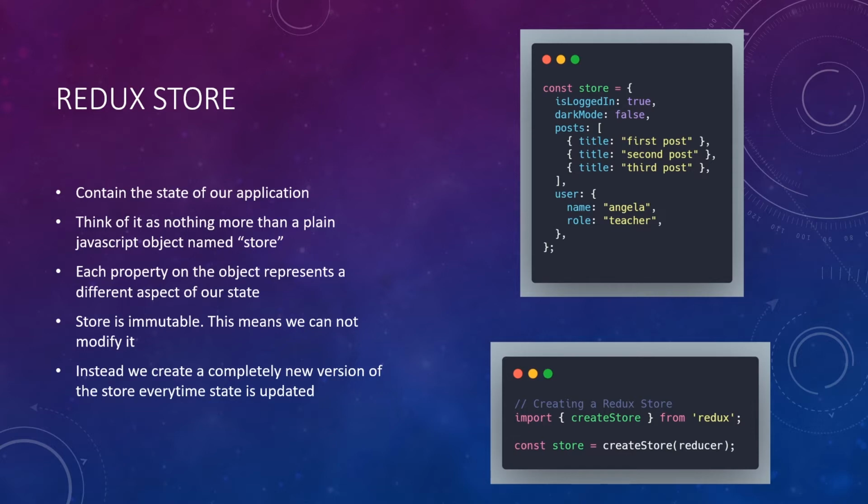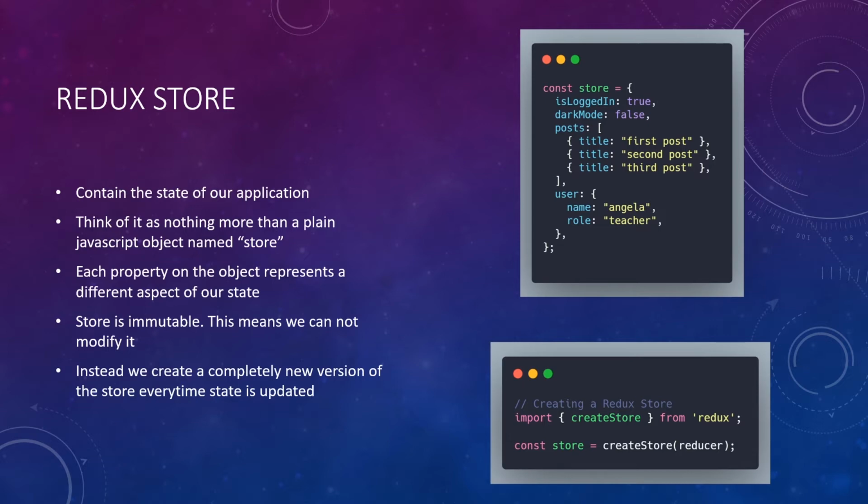In this example, I've got a few parameters. So I've got isLoggedIn, which is just a Boolean. I've got darkMode, which is just another Boolean. Then I have another property called posts, and that's going to be a list of objects that's going to represent each post of a blog. And then we also have the user property, and that's going to be an object that's going to have two properties, name and role. And so that's going to be the name of the user and then what role they have within the application. So really just moving forward, think of the store as just a JavaScript object that's storing our data in memory.